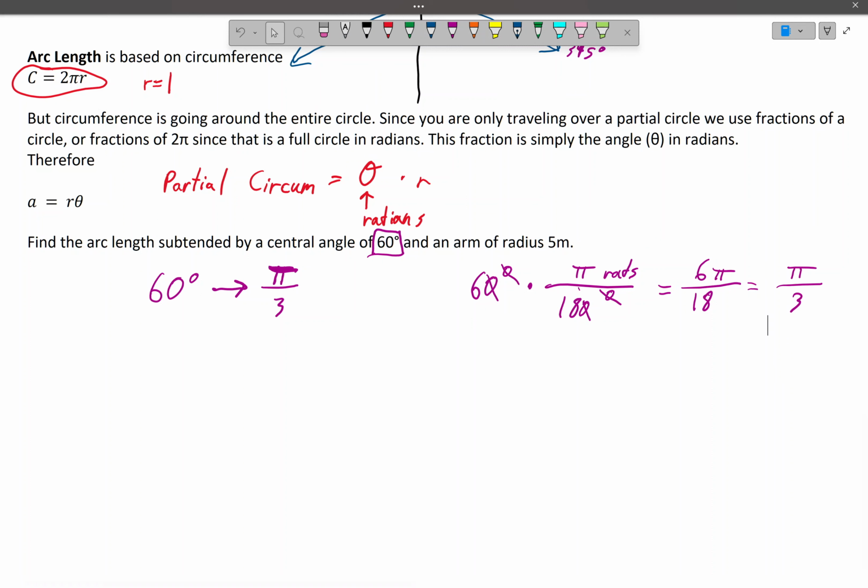So now we're looking for the arc length. Well, arc length is the partial circumference. So how much of the circle have we gone? So it's the pi over 3 times the radius. Now, normally the radius is 1 because it's the unit circle, but if it's not 1, then we have to use that number. And whatever units that is, so in this case meters, it needs to end with meters as well.